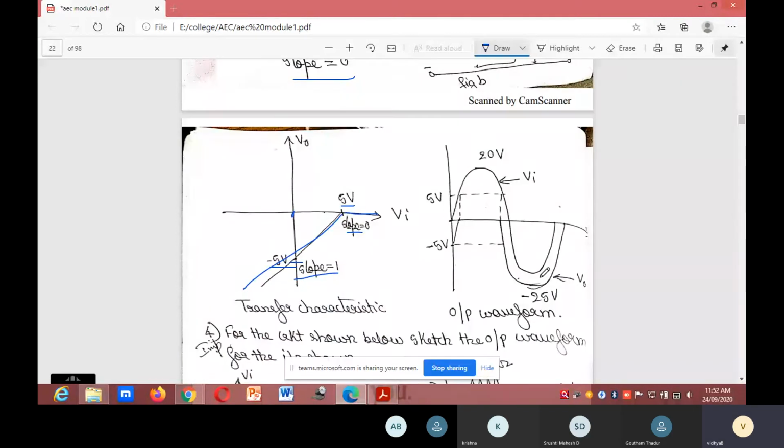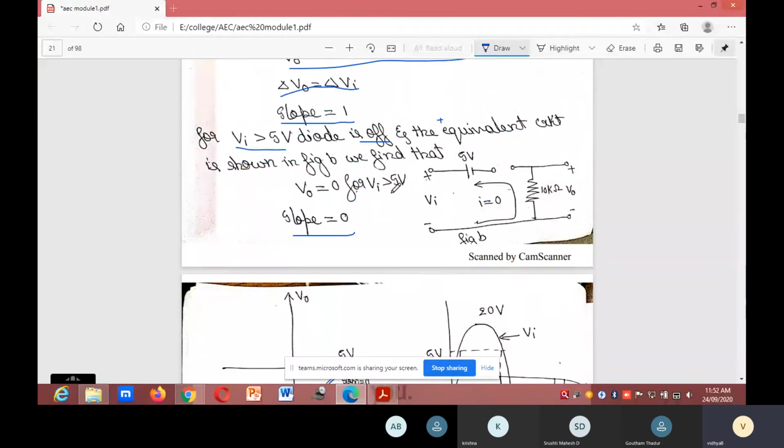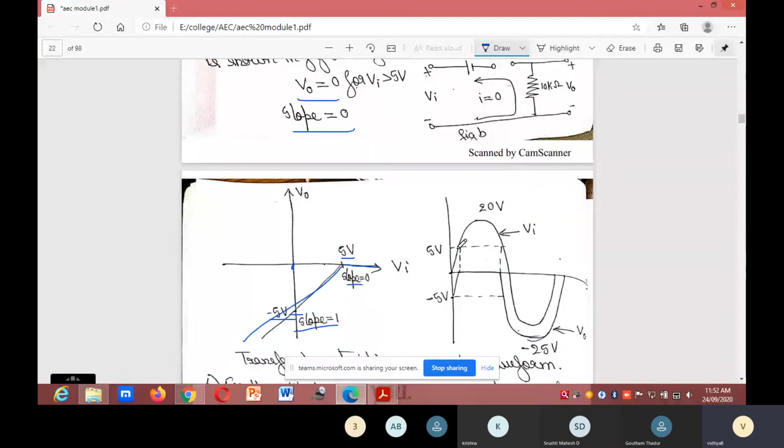What about the output waveform? When the input is greater than 5, the output is equal to 0. When it is less than 5, the output is equal to the input, so draw it as it is.